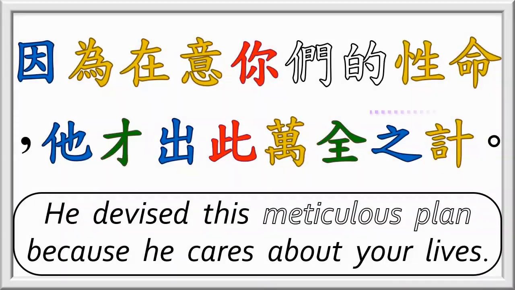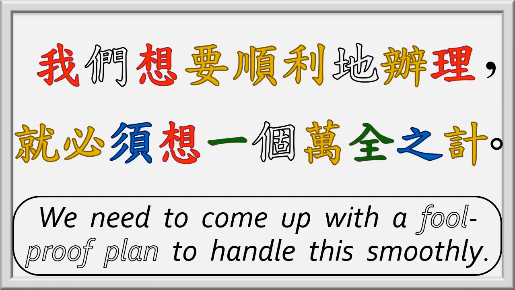An absolutely safe plan or measure is expressed in the idiom 万全之计。因为在意你们的性命，他才出此万全之计。He devised this meticulous plan because he cares about your lives. 我们想要顺利的办理，就必须想一个万全之计。We need to come up with a foolproof plan to handle this smoothly.